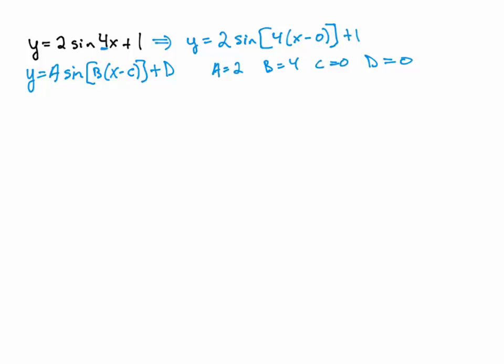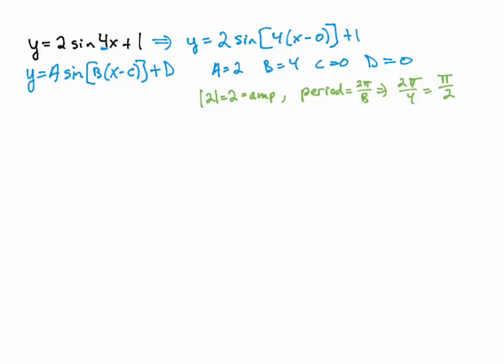Okay, so each of these values tells us something. The absolute value of the a value is equal to the amplitude. So the amplitude is 2. The period length, again, is 2 pi over b. Since the b value is 4, the period length is 2 pi over 4, reducing that to pi over 2. So our period length is pi over 2.